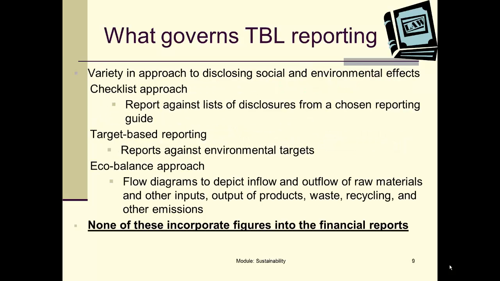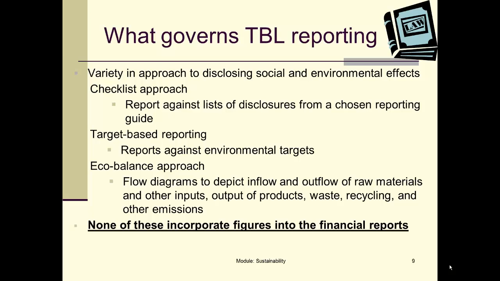So, there is a variety in the approach to disclosing social and environmental effects, and there are a number of ways of approaching it. You can take a checklist approach. Here are a bunch of disclosures that you need to make. Have you made these disclosures? Right, so are the disclosures there or not? Alternatively, you can be a little bit more specific and say, here are our environmental targets. For example, an organisation might say, we do not intend to emit more than 5 kilos of carbon per given production process. Have we met that target? So we could report against environmental targets.